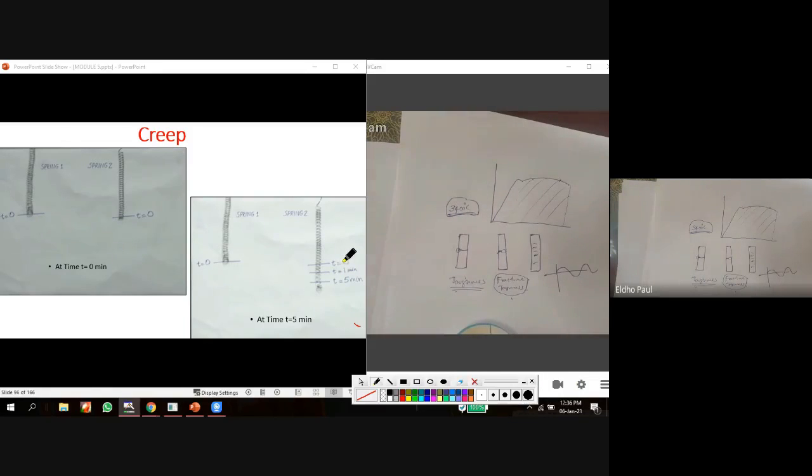Time is varying from 0 to 5. There is no change in the load, and no change in the atmospheric condition. With respect to change in time, there is a deformation in spring 2. This deformation of spring 2 is because of creep.